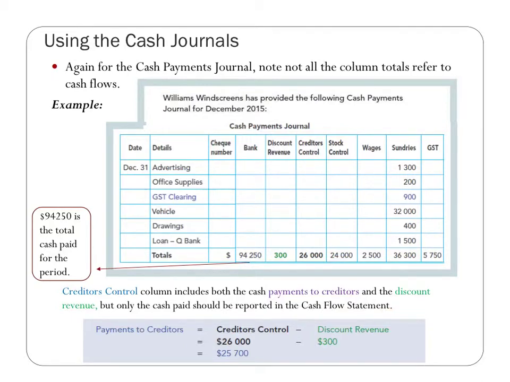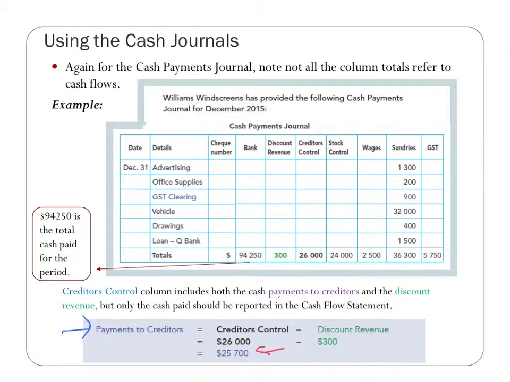So how do we calculate the cash paid? What's the payment to creditors? You use the creditors control figure, in this case 26,000, minus the discount revenue, 300, and 25,700 is the actual cash payment from the business to the creditors. So in the cash flow statement, you only need to record this cash flow, payments to creditors. Again, the discount revenue is subtracted from, taken away from, creditors control.